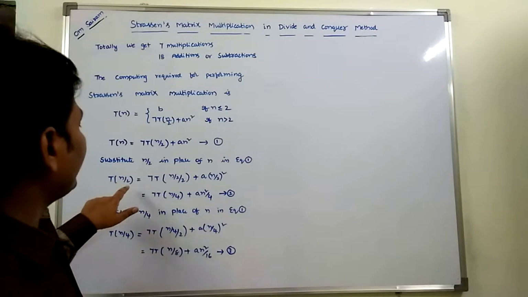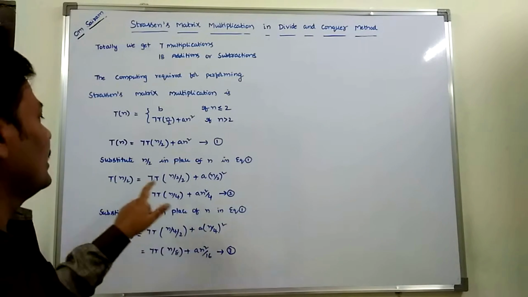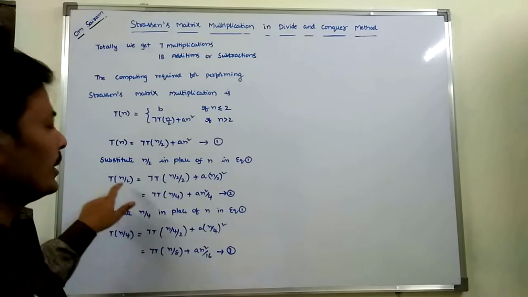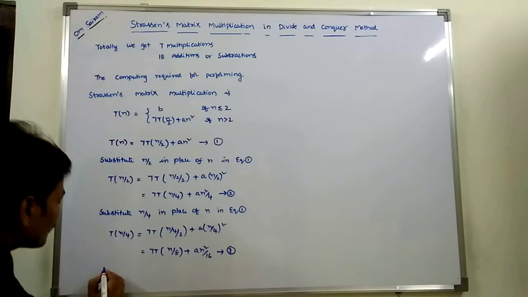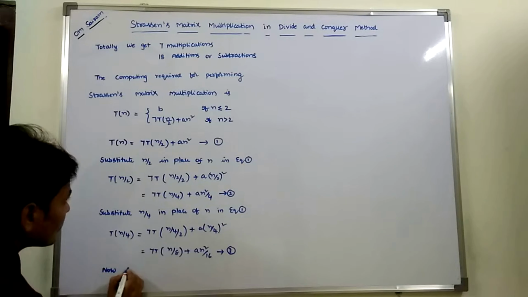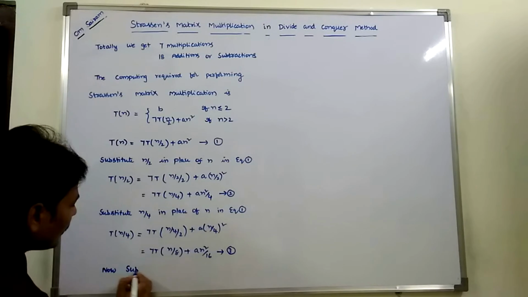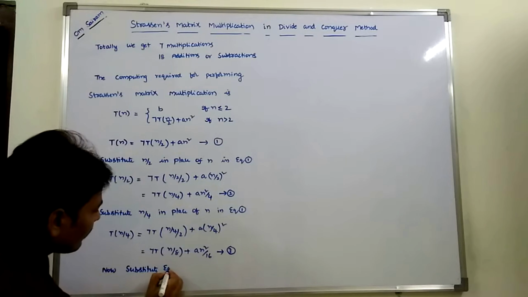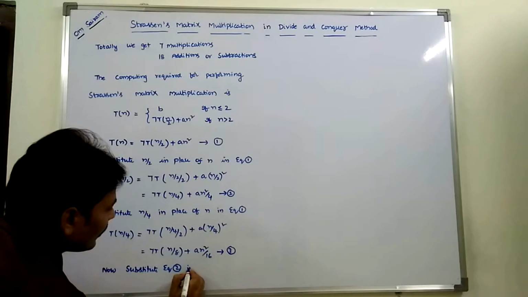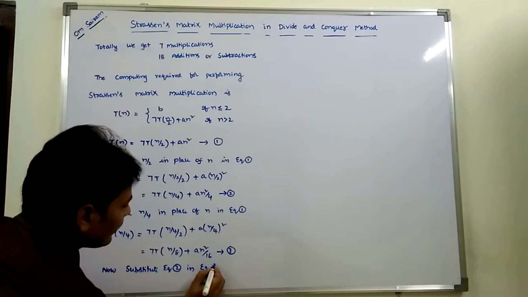Now whatever the value we are getting, T of n by 2, this value is substituted in equation 1. So now substitute equation 2 in equation 1.